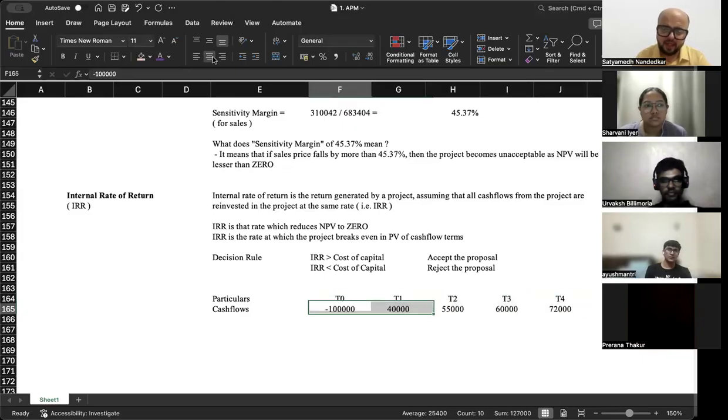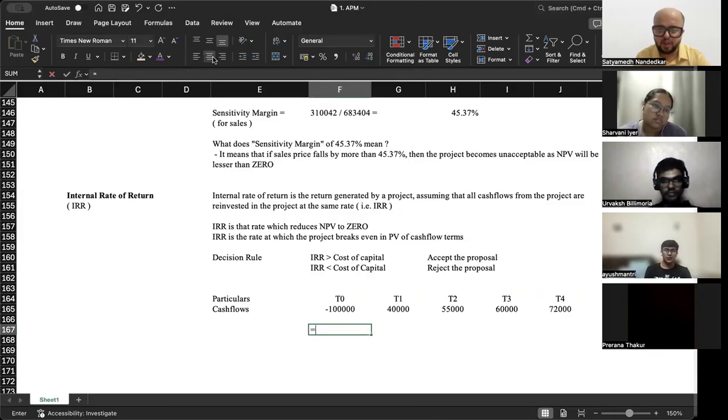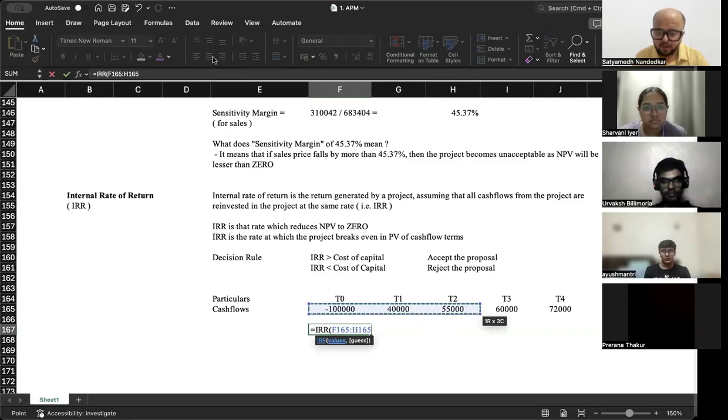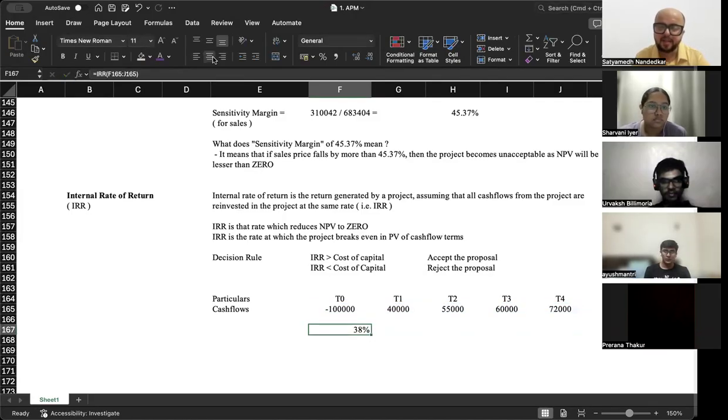You want to calculate IRR. Your job is simple. Write down equal to in the spreadsheet. Write IRR. Press tab. Select the range of cash flows. Close the bracket. Press enter. 38% is the IRR of this project. Very simple. There is the long interpolation method also, but I don't think when such an easy method is available to you, you would even want to look at the other method.